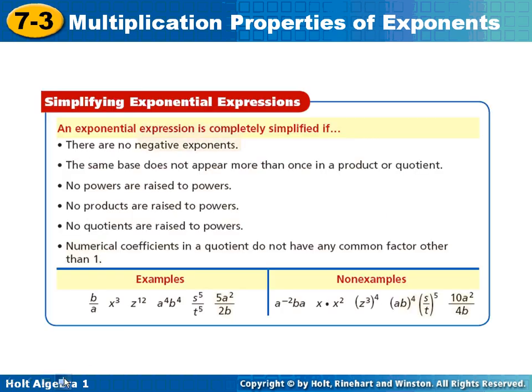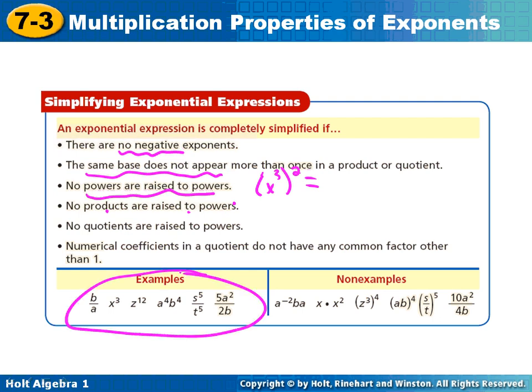Okay, now I want to make sure you're aware of this. When you're simplifying exponential expressions, you cannot have any negative exponents when you finish. The same base cannot reappear more than one time, because then that means you could simplify it further. Powers cannot be raised to powers, like x to the 3rd to the 2nd. You have to simplify that. Products cannot be raised to powers. Quotients cannot be raised to powers. So let's look at these examples. All of these are simplified all the way down.